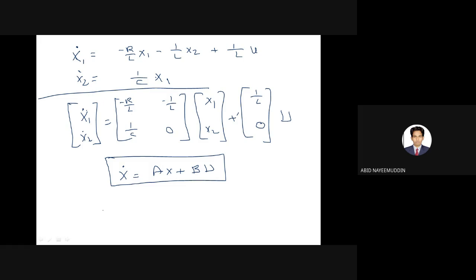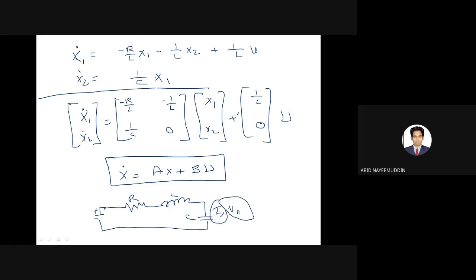What has he given? The electrical circuit with R, L and C. For this electrical circuit, he has asked you to determine its state variable, state model representation. If you observe here, he has asked you to consider I and V naught as the state variables.